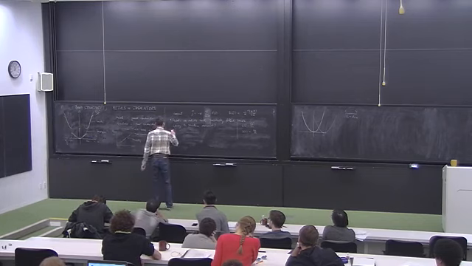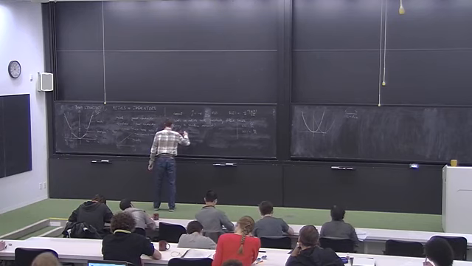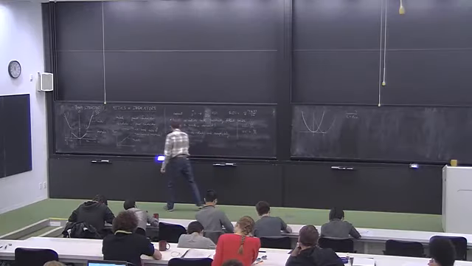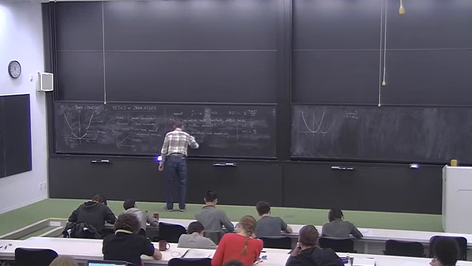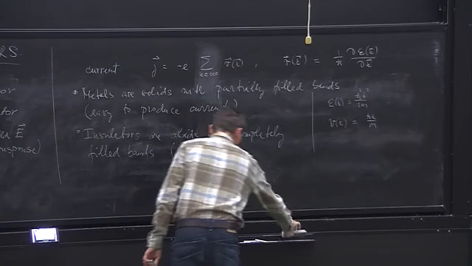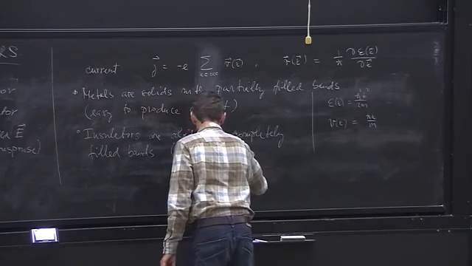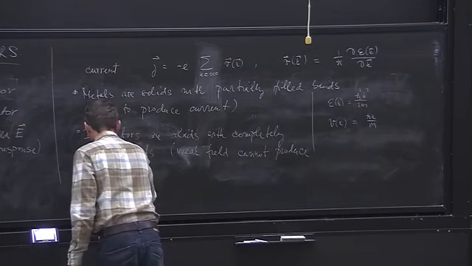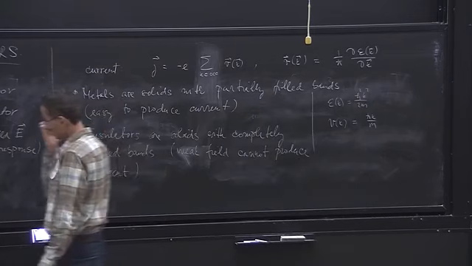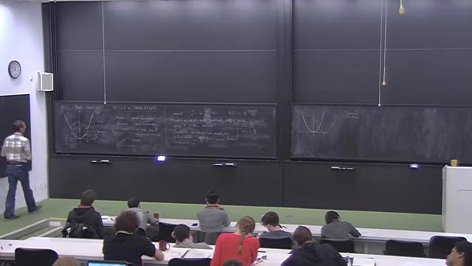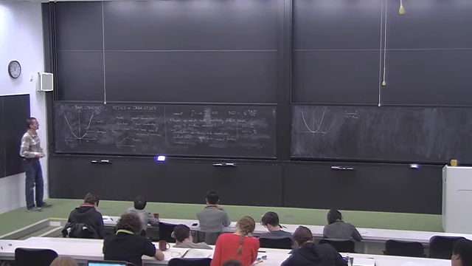And indeed, insulators are solids with completely filled bands. And in this case, a weak field cannot produce current. Okay? And indeed, I will show you some examples of band structures for metals and insulators, and we will see that in each case, this rule is satisfied.